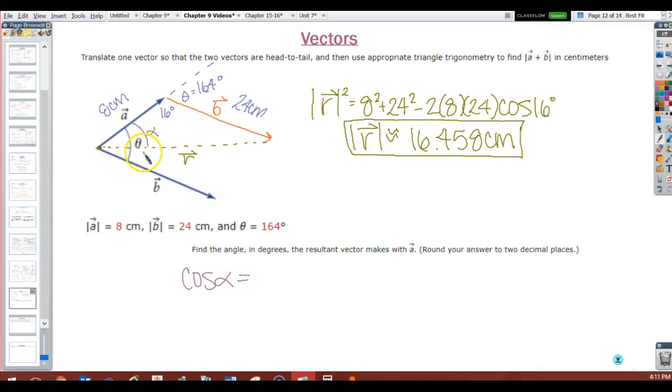I'm looking for alpha. So I'm going to take vector A's magnitude, 8 squared, plus the resultant vector's magnitude that we just found. Keep in mind when you type this into your calculator, you may want to use the entire answer, not just the rounded. And I'm going to subtract the side length across from the angle that I'm looking for, so that'll be 24 squared. All divided by 2 times the 8 times the 16.458. Square, combine, multiply, divide. We're searching for an angle, so our last step would be to take the cosine inverse of whatever we get from this fraction.